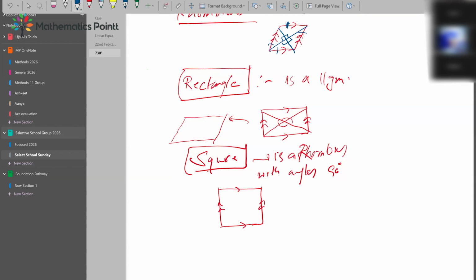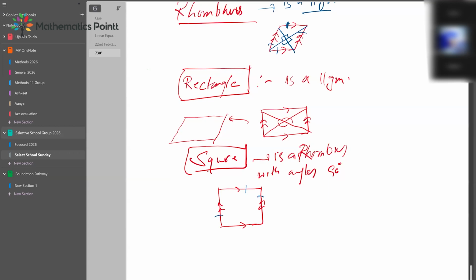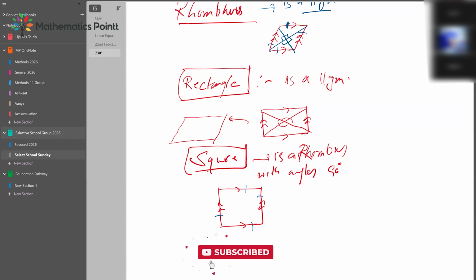So in rhombus, I have drawn something like this. I draw it in square as well. So a square is a rhombus and is also a parallelogram. Getting my point? And the property of rhombus, you see here, everything was 90 degrees, same as square. That is why square is a rhombus and hence a parallelogram.